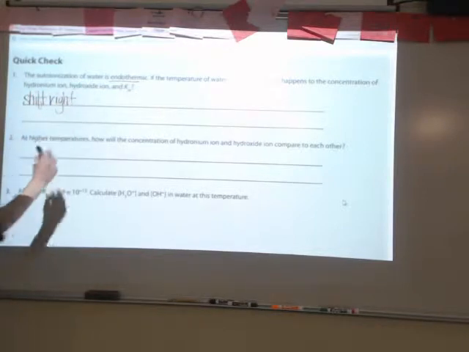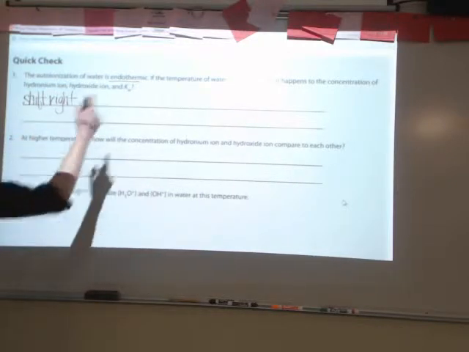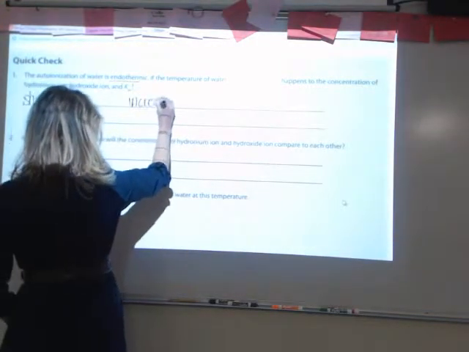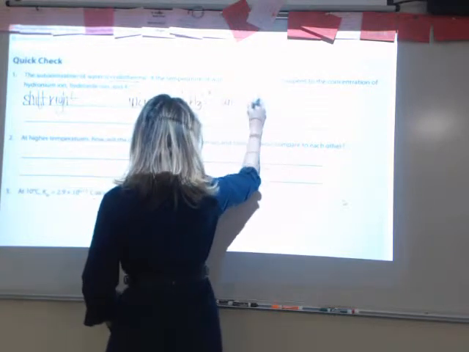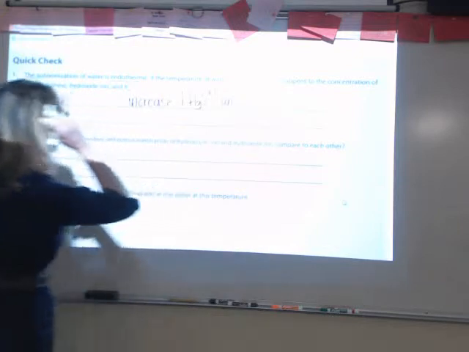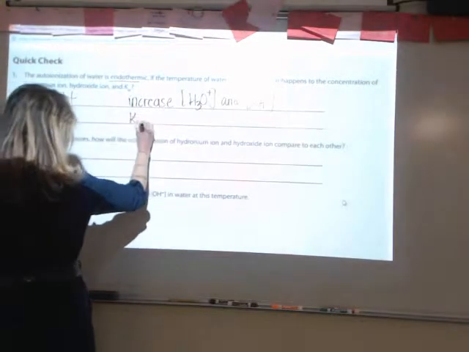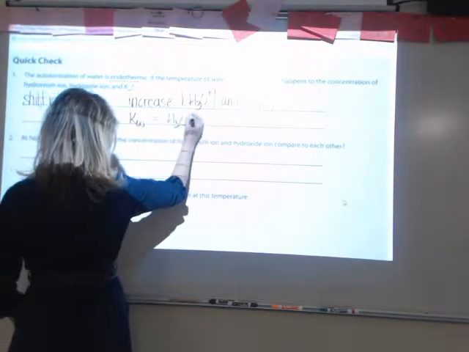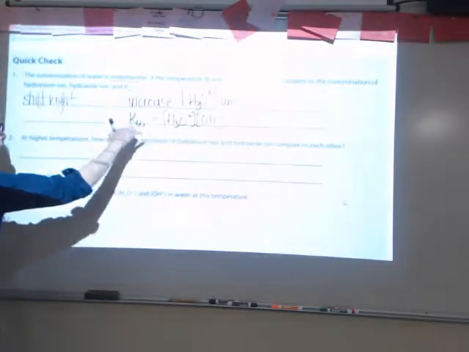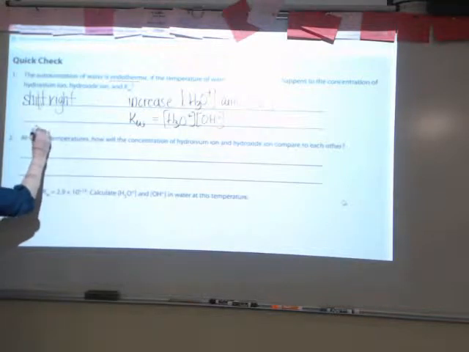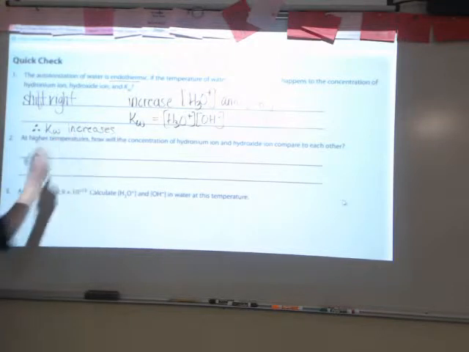If I add heat to an endothermic process, I'm going to consume that, I'm going to shift right, I'm going to produce more product, which means in this case, I'm going to increase the concentration of hydronium ions and hydroxide ions. Okay, so that means my Kw should also increase because Kw is equal to the hydronium ion concentration times the hydroxide ion concentration. So if this goes up, the Kw goes up. So therefore, Kw increases.